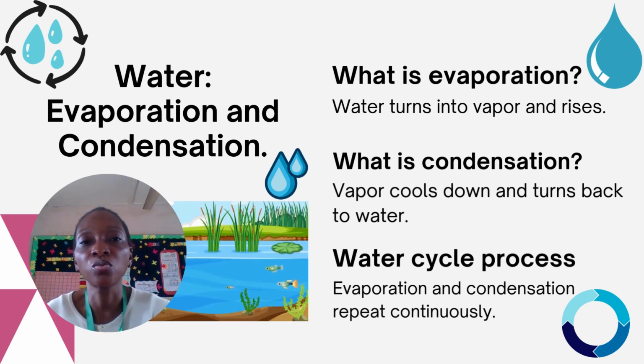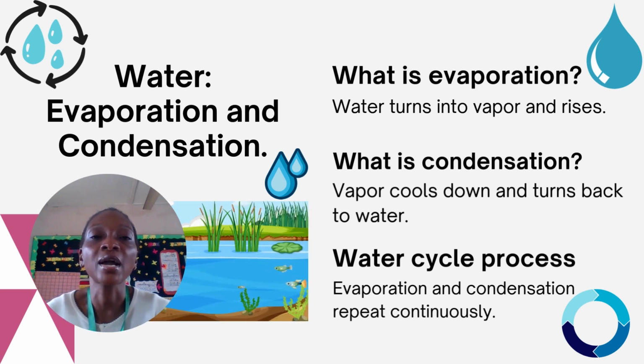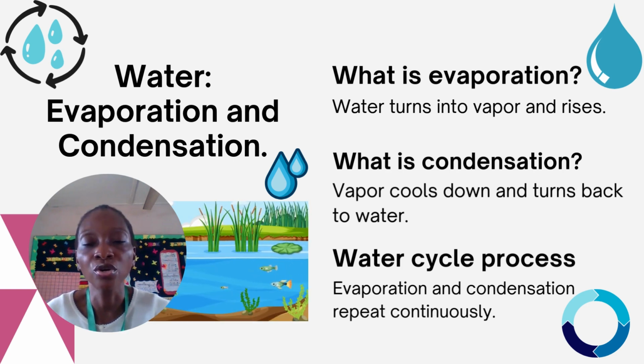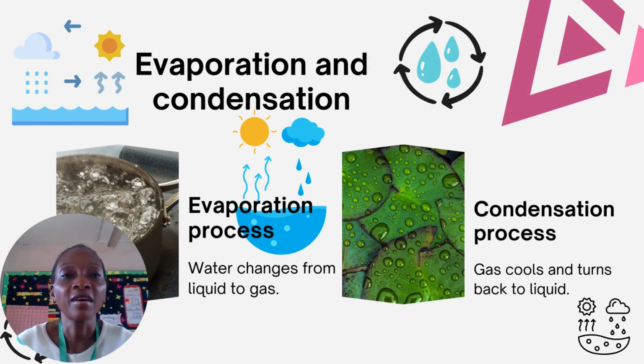The third question is, what is the water cycle process? The water cycle process is just the process that involves the evaporation and condensation of water continuously. That is the water cycle. Let's talk about the evaporation and condensation process again.